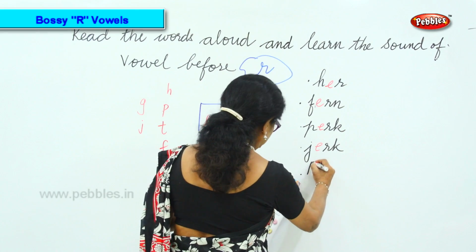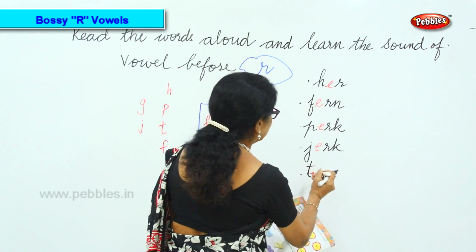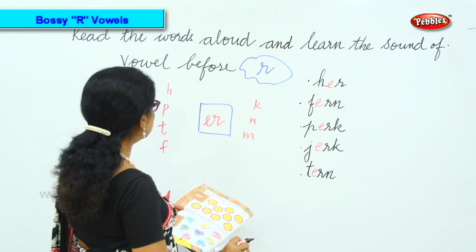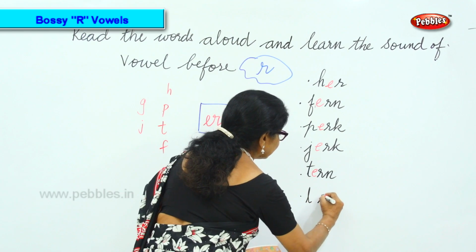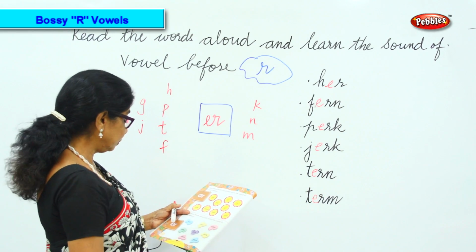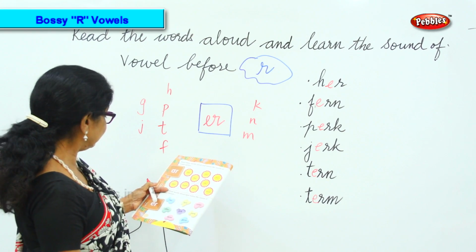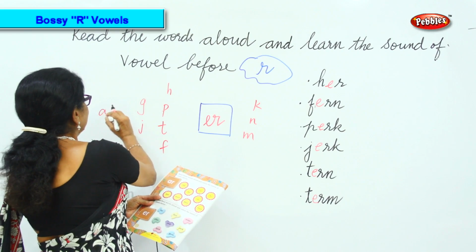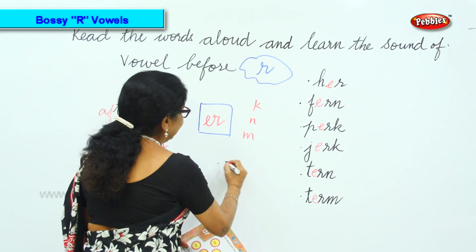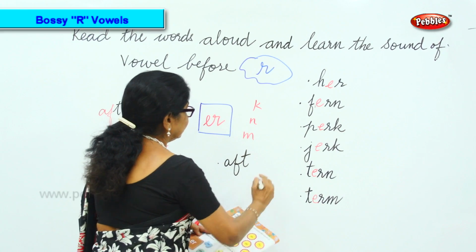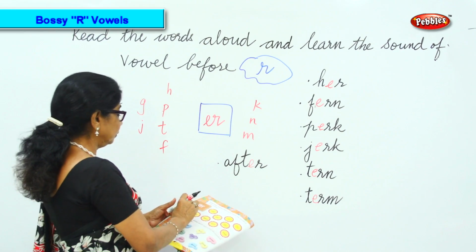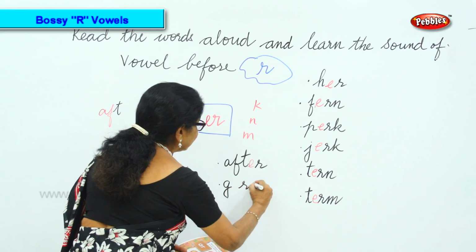Turn, turn is a verb. Then you can also have term, turn and term. First term, second term we say, no? Term. Then what else? After. You can put A, can have after, after, then germ, we can have germ.